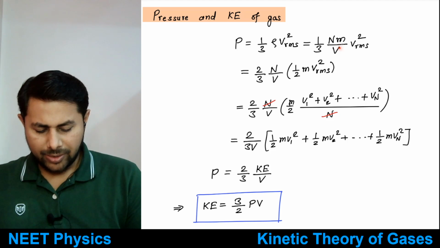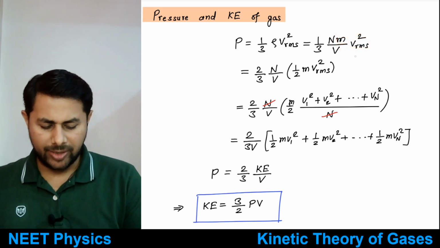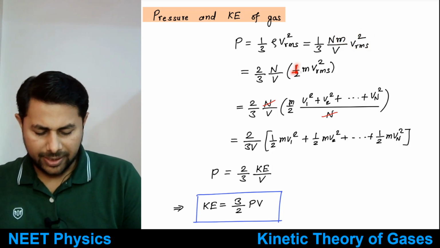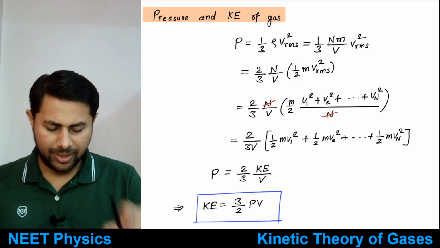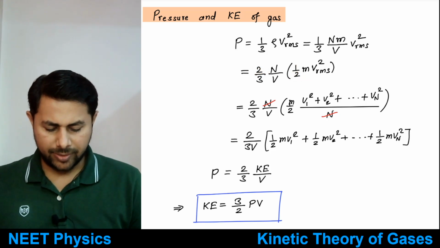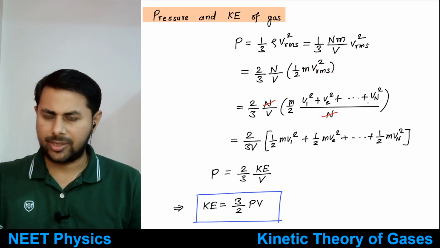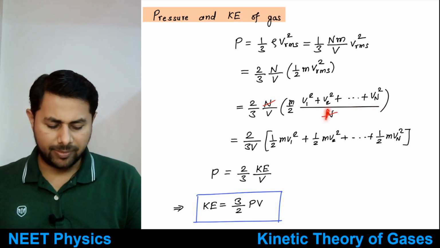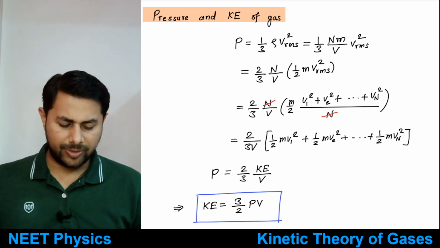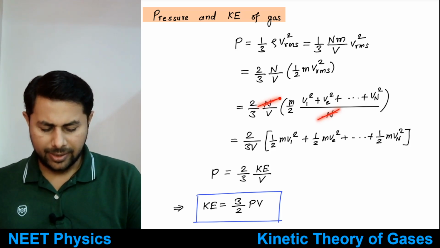Then what you can do here is take this m and multiply that with VRMS square. Then see the adjustment: you multiply that with half, so that means you have divided by 2, so you multiply by 2. Now this VRMS square can be written as V1 square plus V2 square plus V3 square, and so on up to Vn square, divided by n, right? And then that n and n get cancelled out.